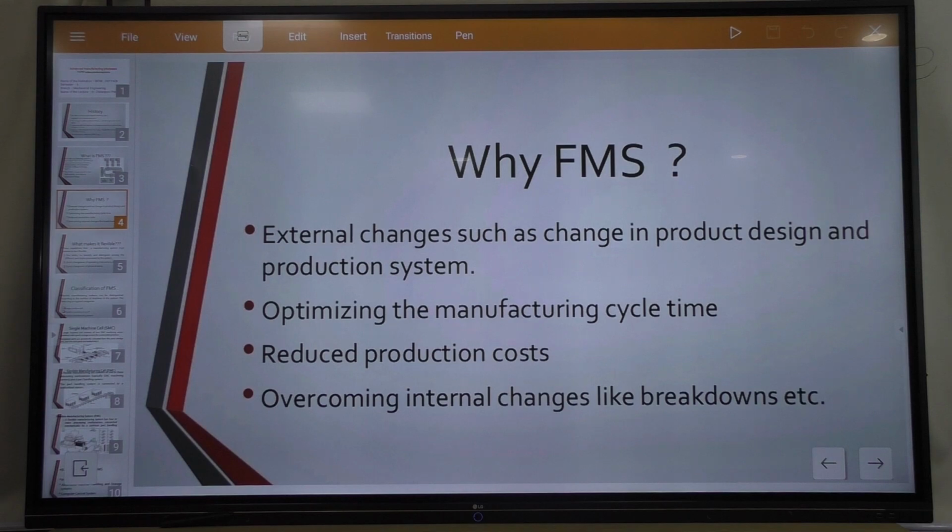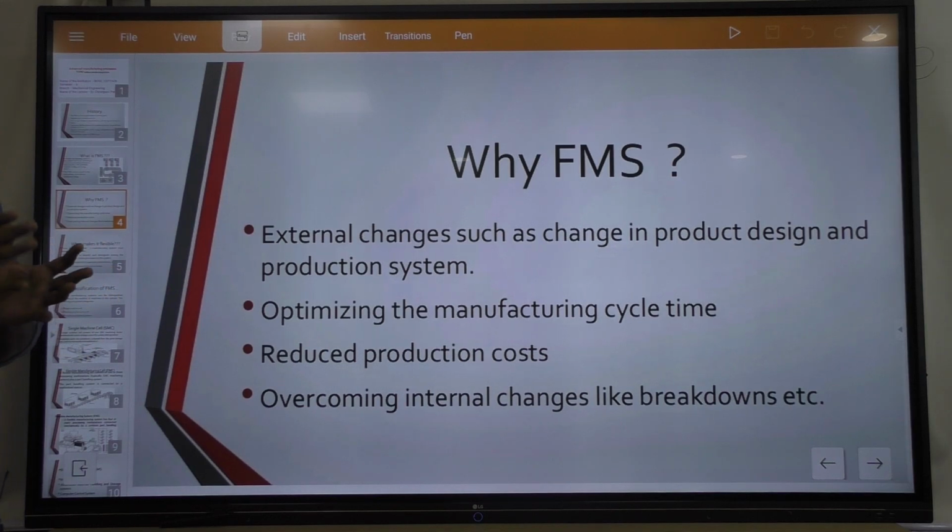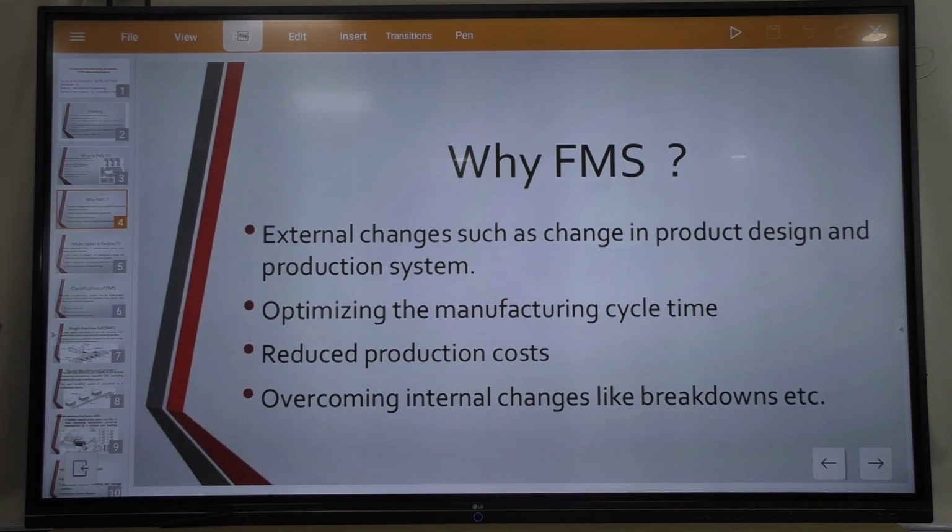Then the second point is optimizing the manufacturing cycle time, as it will take a lot of time if I go to individual machines and do these operations. So optimizing the manufacturing cycle time, it will consume less time. Then reduce production cost. Obviously if I use this flexible manufacturing system, it will affect my production cost. Then the last one is overcoming internal changes like breakdowns.